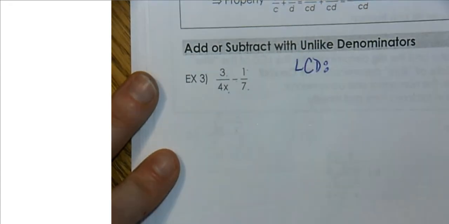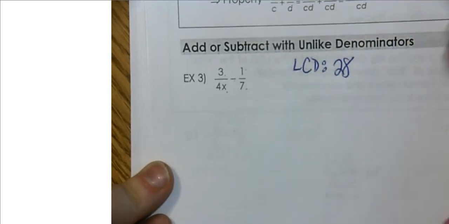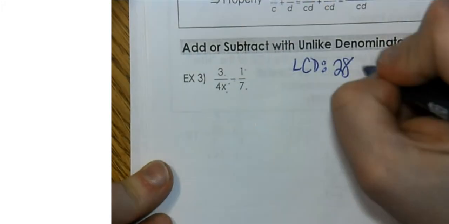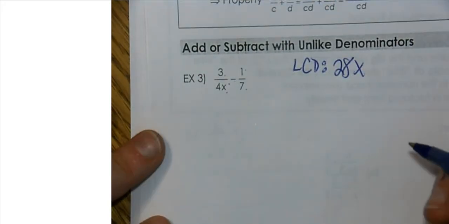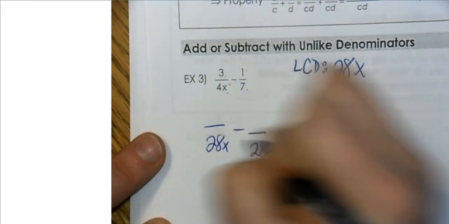You always want to identify what your LCD is going to be using the exact same steps that we had on the last page. So let's pretend that we're just working with 4x and 7. Working with our numbers, what number is 4 and 7 both factors of? Well, 4 and 7 have nothing in common, so maybe their product will work. 4 times 7 is 28. And then we need to have that x represented. So 28x is our least common denominator. And that's what we want to change both of these denominators into, 28x.